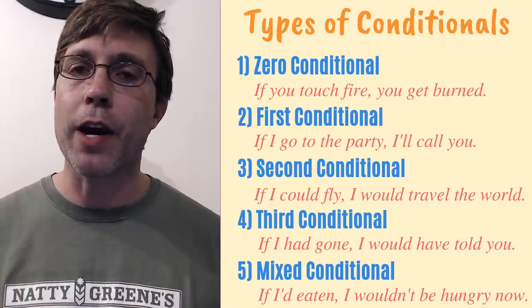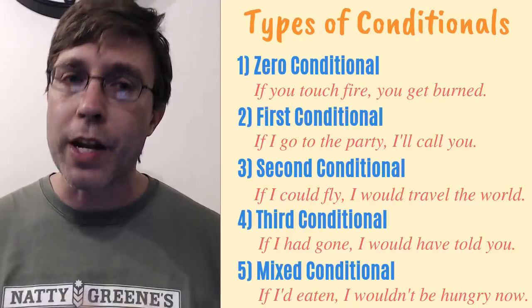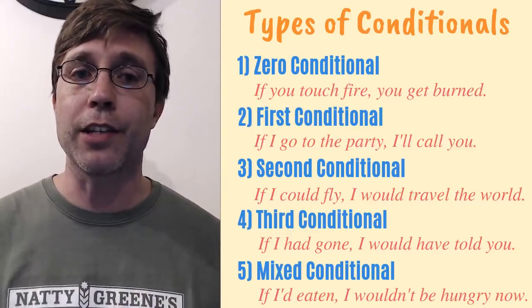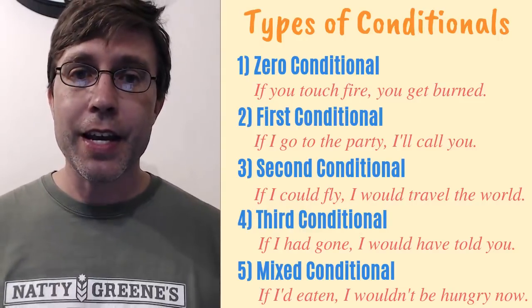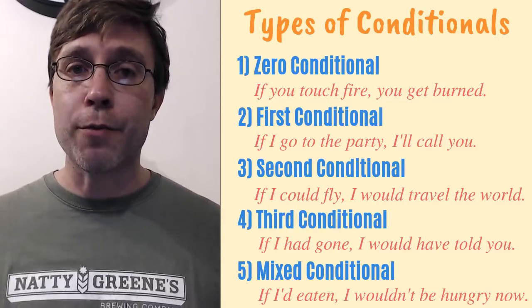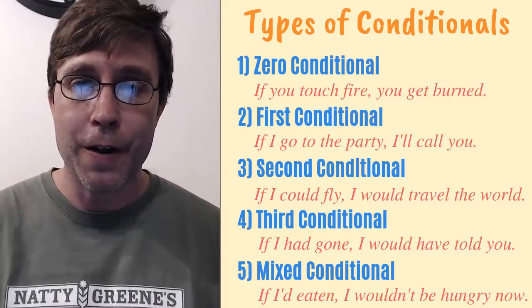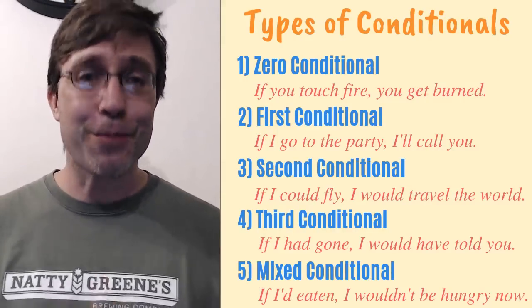And that is a great way. Reading is a great way to absorb the information so that when you need to use it, you can use it correctly. So the zero conditional. If you touch fire, you get burned. This is just like a general truth. We use these conditionals just to say things that are true in general. And we use the present simple, okay?